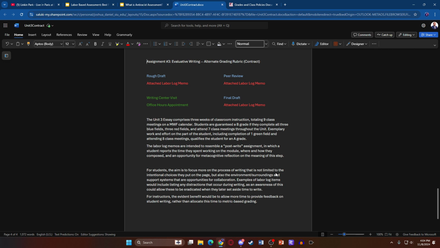And I guess I'm wondering how you take that into account and apply it to labor-based grading, even if they're not meeting the deadline or the requirements. How do you incorporate that into this mode of assessment?